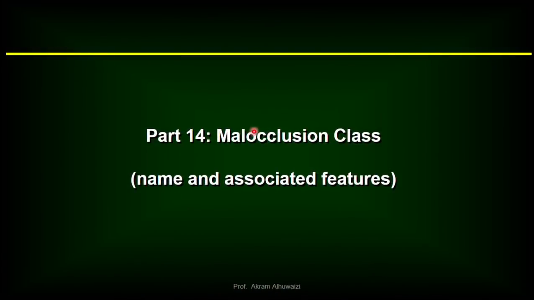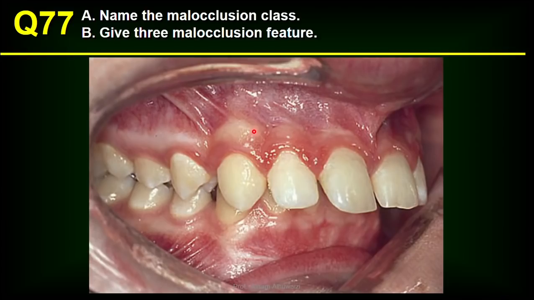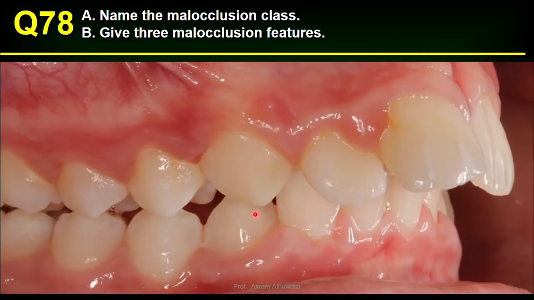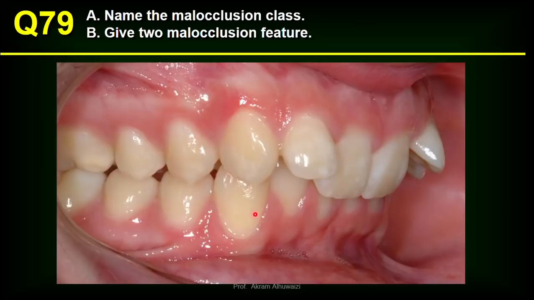Part 14, Malocclusion Class. Now here we're going to be asked about malocclusion class. What's the malocclusion class of this patient? And that's a class 2 division 1 malocclusion. Give 3 malocclusion features like deep bite, increased overjet, anterior upper and lower spaces. Give the malocclusion class of this patient, also class 2 division 1 malocclusion, and the same 3 malocclusion features.